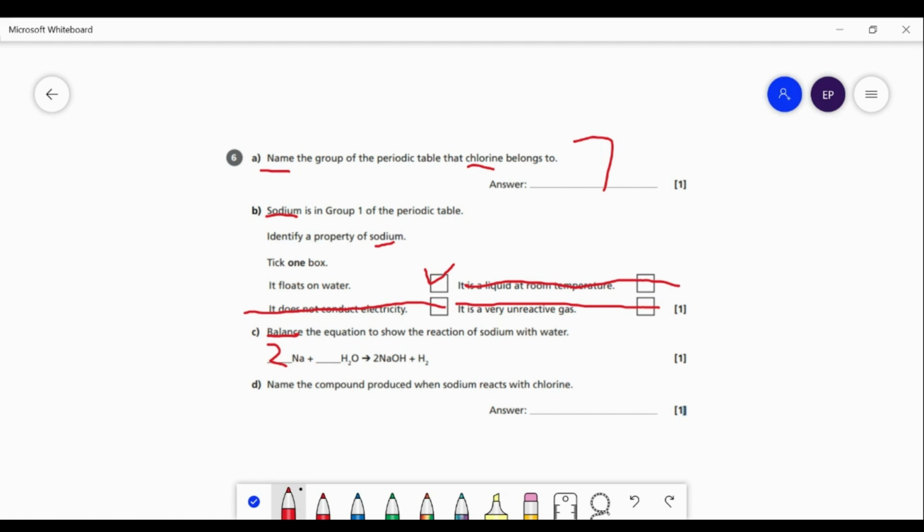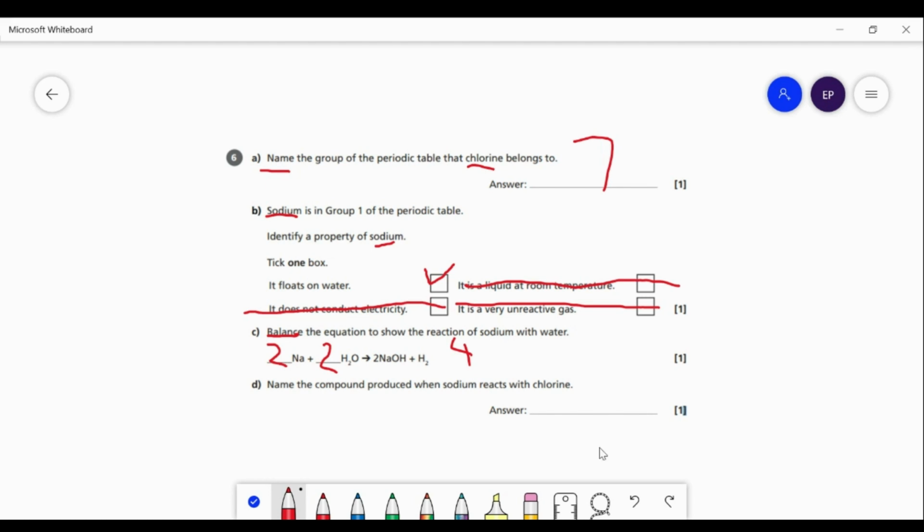But we still have an issue with the water, or H2O. Let's have a look carefully. We've got 2 hydrogens on the left-hand side, and on the right we have 2 hydrogens in the sodium hydroxide, the NaOH, plus 2 hydrogens in the hydrogen molecule at the end. So we've got a total of 4 hydrogens on the right-hand side, only 2 hydrogens on the left-hand side. We need 2 more. So we're going to need a balancing number of 2 in order to balance the hydrogens.